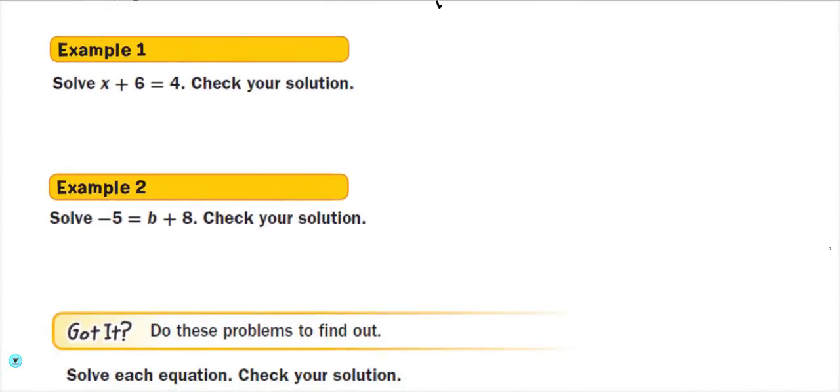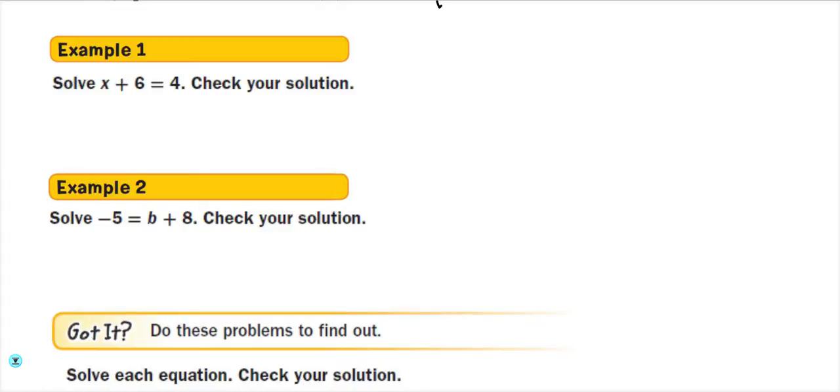Example 1 says x plus 6 equals 4, and we need to check the solution. Let's go ahead and do that. Let's just talk about what an equation is. We're trying to find something plus 6 to make 4. We need to figure out what number that is. What number, when you add 6 to it, will give you a 4?